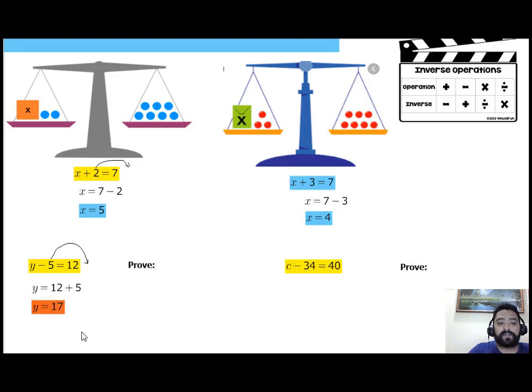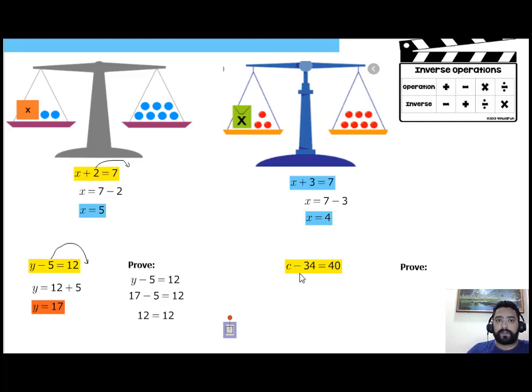If you want to prove this equation, we copy y minus 5 equals 12, but we already know from the first step that the value for y is 17. So what do we have to do? 17 minus 5 equals 12. We are going to replace. Then we have 12 equals 12. Now we have that this 17 makes our equation true.